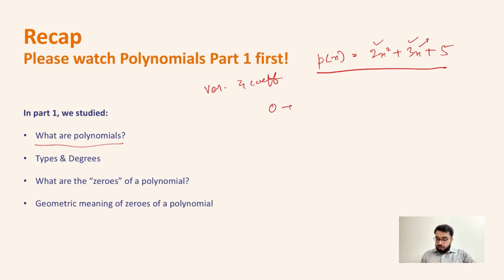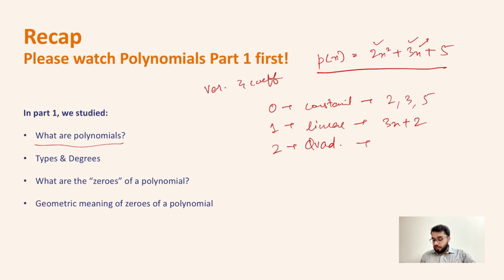If the degree is 0, then it is nothing but a constant, and examples of constants can be 2, 3, 5. If the degree is 1, then the polynomial would be a linear polynomial, for example 3x + 2. If the degree is 2, then we call it a quadratic polynomial. The example is the above one, 2x² + 3x + 5. If the highest power of the variable is 3, then we call it a cubic polynomial. The example can be x³ − x.